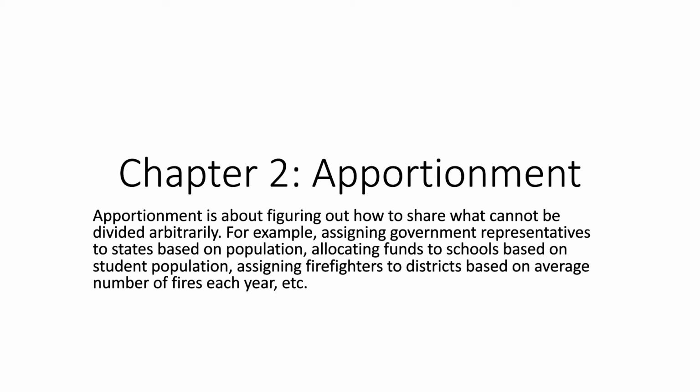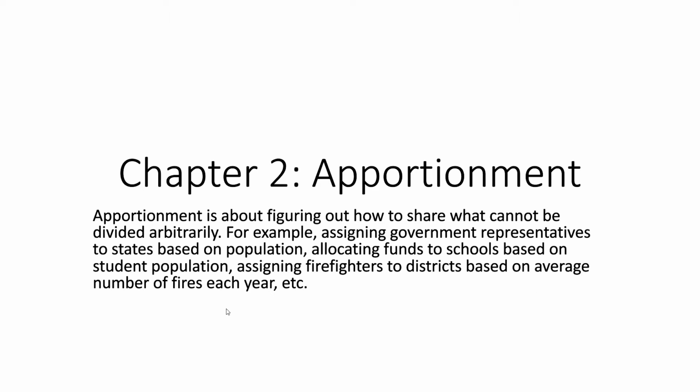In this video, we're going to get to Chapter 2, which is apportionment. Apportionment is about finding ways of figuring out how to share things that can't be divided arbitrarily. For example, assigning government representatives to states based on population, allocating funds to schools based on student population, assigning firefighters to districts based on average number of fires each year, etc., things like that.